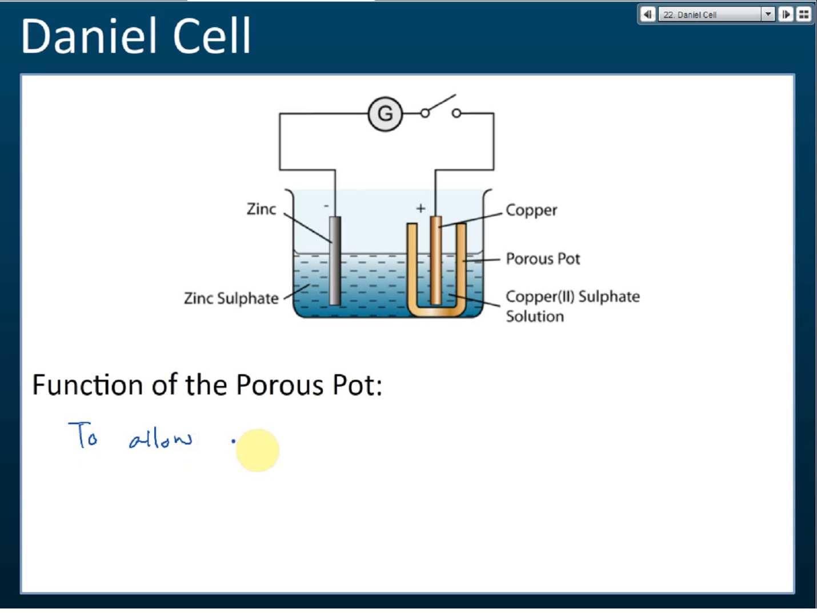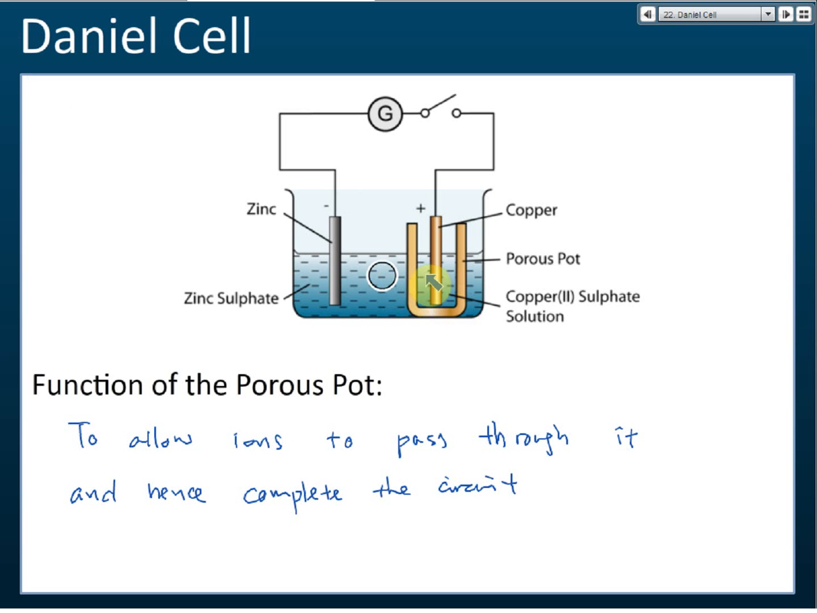So the major function of the porous pot is to allow ions to pass through it, and hence complete the circuit. We must allow the ions to pass through, because the flow of the ions completes the circuit. If the ions cannot flow, then the current cannot flow here. So we must allow the ions to flow to complete the circuit.